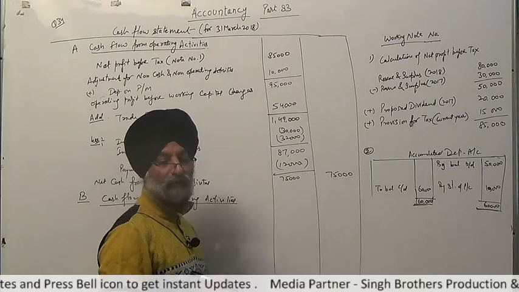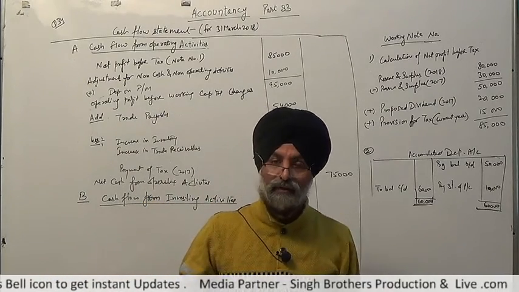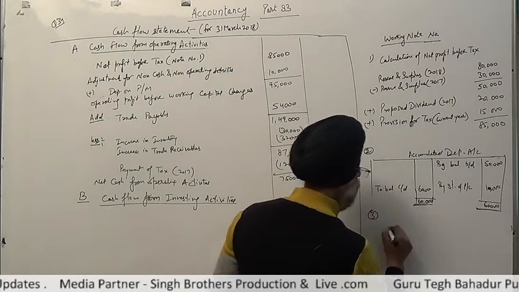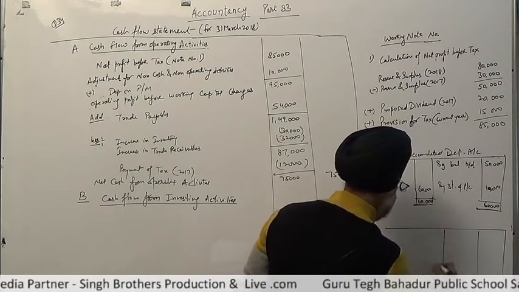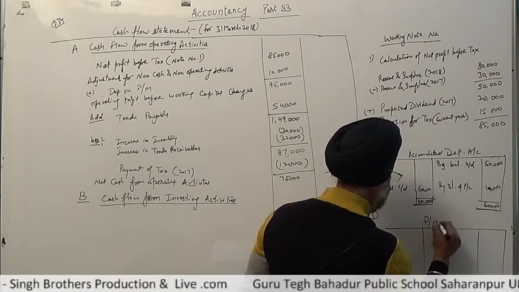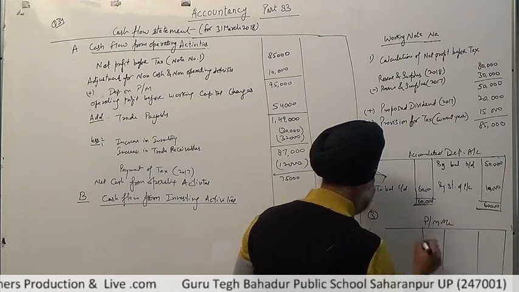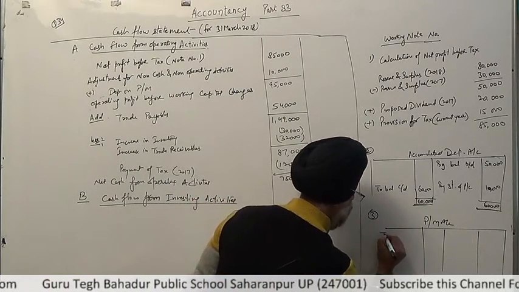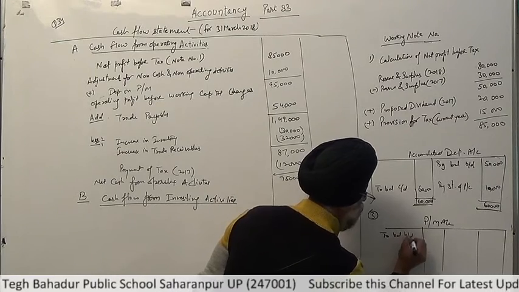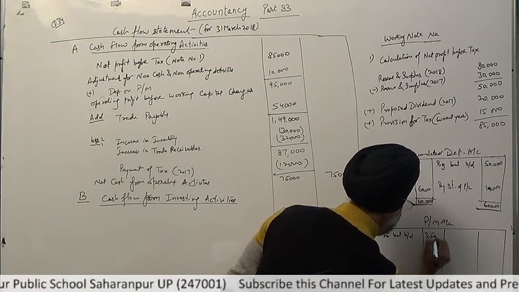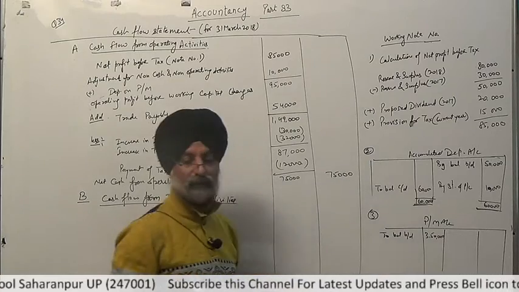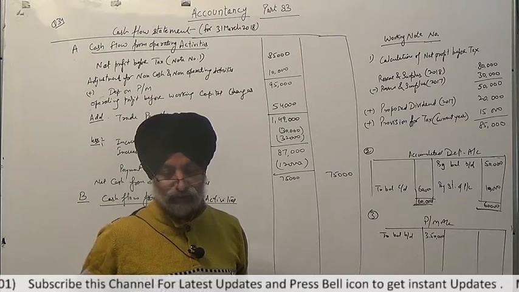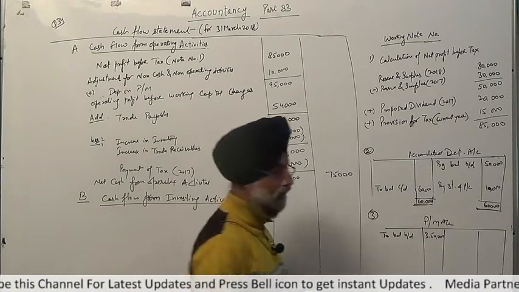There is also a need to make a separate account for plant machinery in the working note. So first of all, make the plant and machinery account. In this account, the opening balance was 350. At the beginning of the year, it amounted to rupees 3,50,000. At the end of the year, this is 4 lakh given.